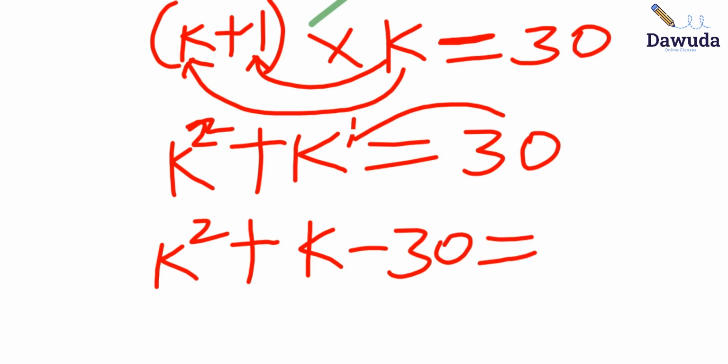They said we should solve the equation, so the question demands us to find k, right? But this is a quadratic equation because the power here, the exponent, is 2. So how do you solve this quadratic equation to find the value of k?